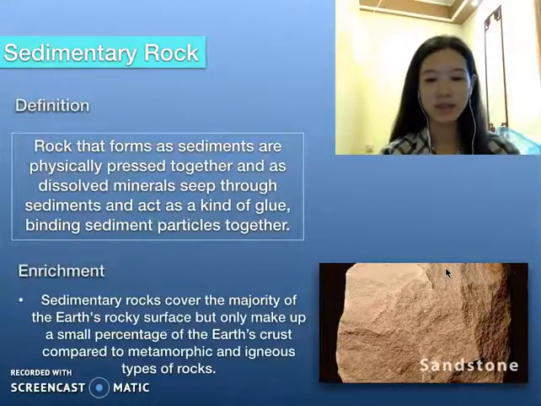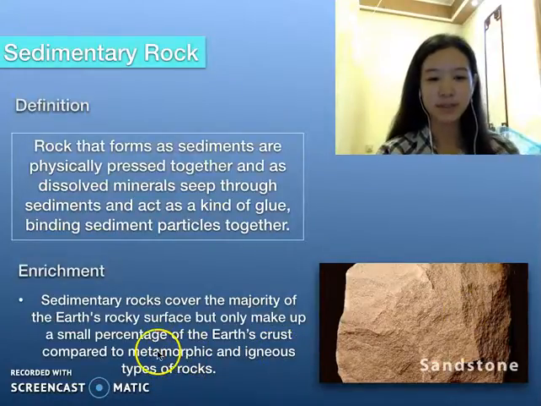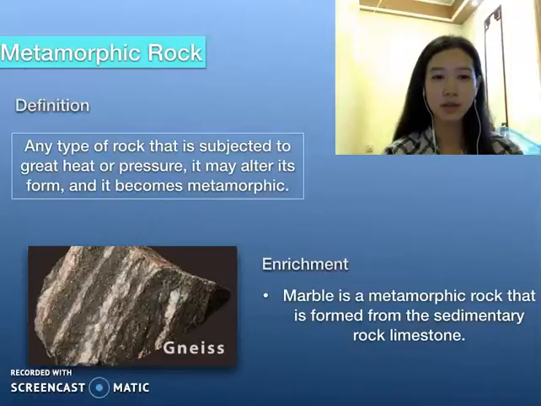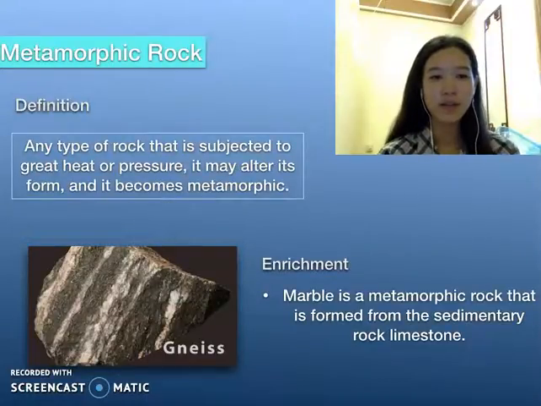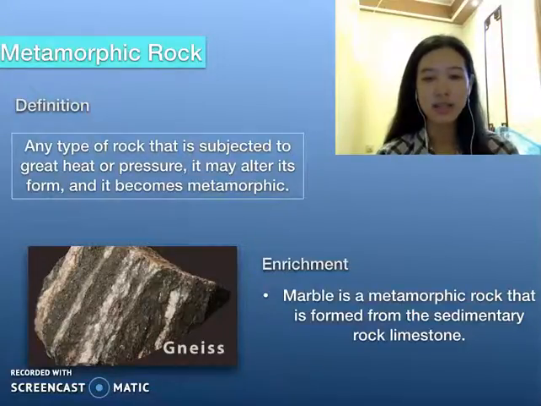And here we have a new word, which is metamorphic. Now let's look at it. It is the third type of rock found on Earth. Metamorphic rock is any type of rock that is subjected to great heat or pressure. It may alter its form and it becomes metamorphic.